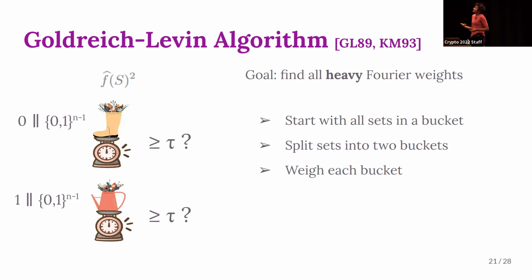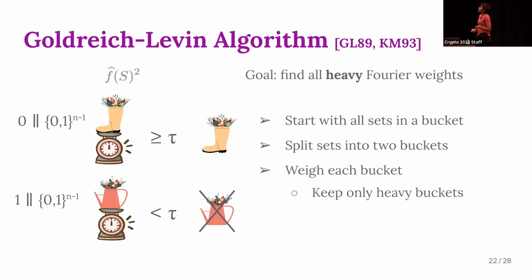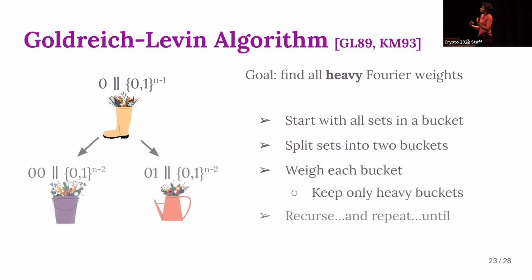And in this case, since we're using the squared term, and since the Fourier coefficient can be negative, we'll get even the largely negative terms included. And we'll keep only these heavy buckets. And using these heavy buckets, we'll recurse and repeat until we're finally left with a collection of sets for which the Fourier weight is heavy.